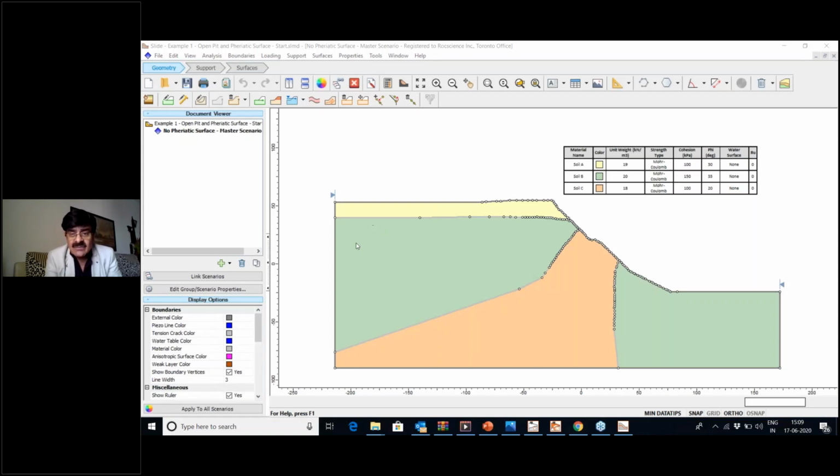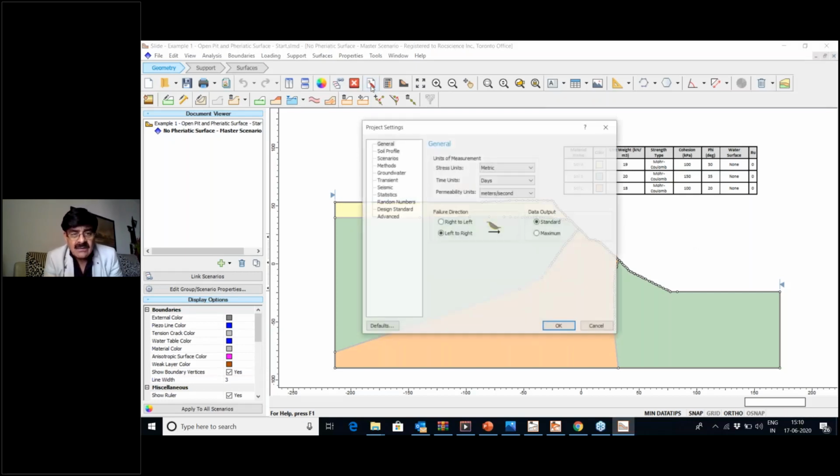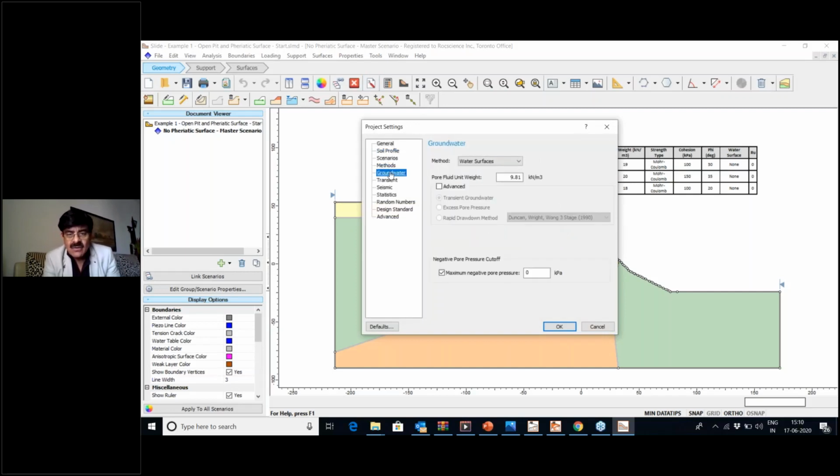And what you see here is the material properties have been included here on the screen. And these are the materials in the slope, with the cohesion and friction values mentioned here. Water surface is none. We have not applied any water pressure yet, although we have specified that the form of application of water would be in the form of water surface. And you do that when you go to the project settings and go to groundwater, and you see that's what we have seen, water surface. We'll look at other options in the more examples that are coming up today for you.